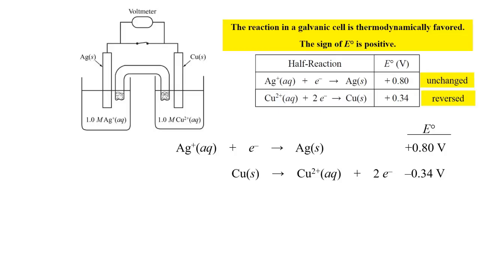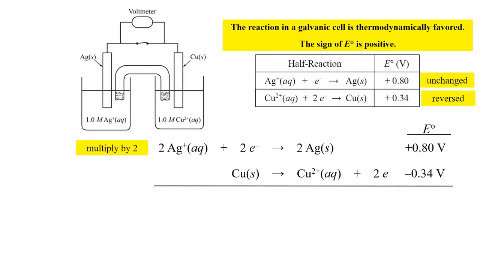Notice that I have to get the electrons to cancel, and right now I have 1 electron for the silver half reaction and 2 electrons for the copper half reaction. So I'm going to multiply the silver half reaction by 2, but I am not going to change the value of the cell potential for that half reaction. It's going to remain as positive 0.80 volts. So now my coefficients will be 2, 2, and 2. I didn't change the cell potential, and when I add these two half reactions together, I've got 2 electrons on the left, 2 electrons on the right, so I can cancel them out.